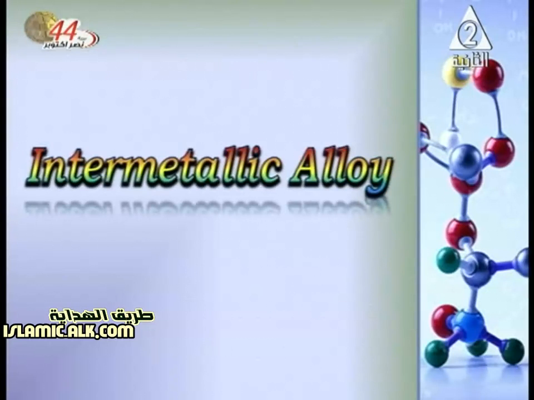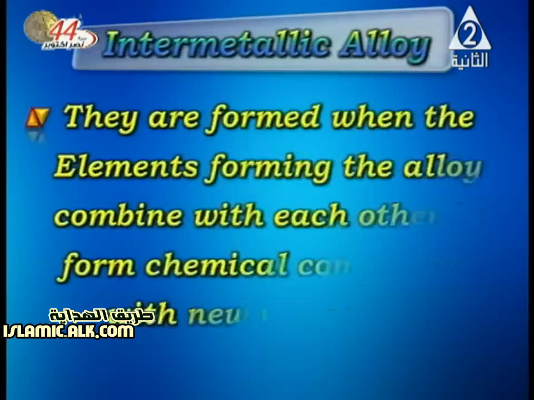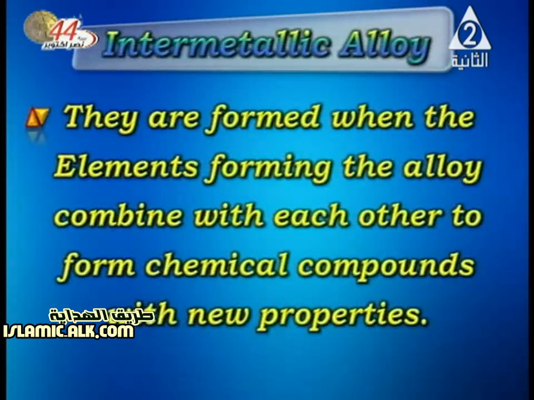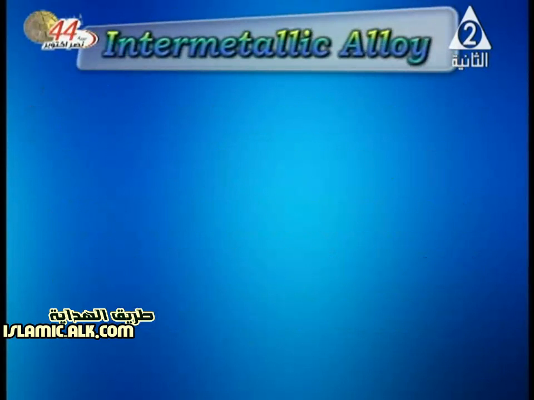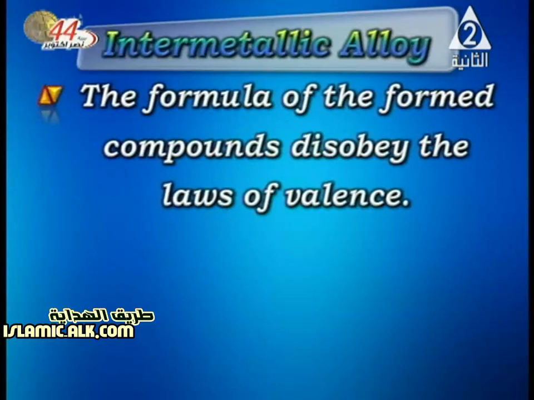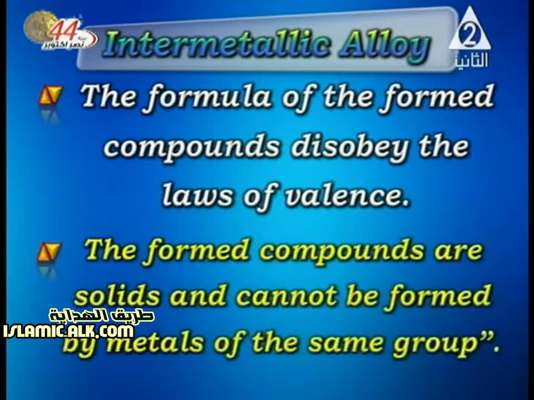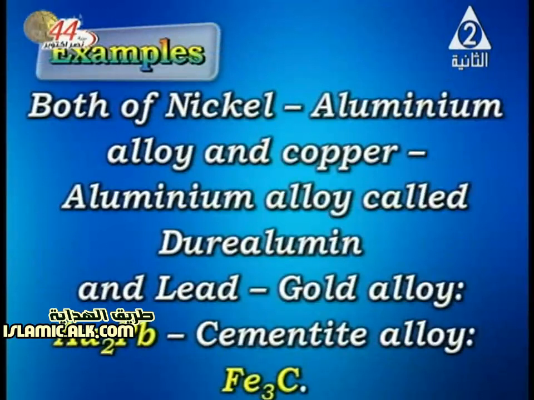The intermetallic alloys are formed when the elements forming the alloy combine with each other to form a chemical compound with new properties. The formula of the formed compound disobeys the law of valence, and the formed compounds are solids and they cannot be formed by the metals of the same group. For example, nickel aluminum alloy and the copper aluminum alloy that is called duralumin, and lead gold alloy that has chemical formula Au2Pb, and cementite alloy Fe3C.